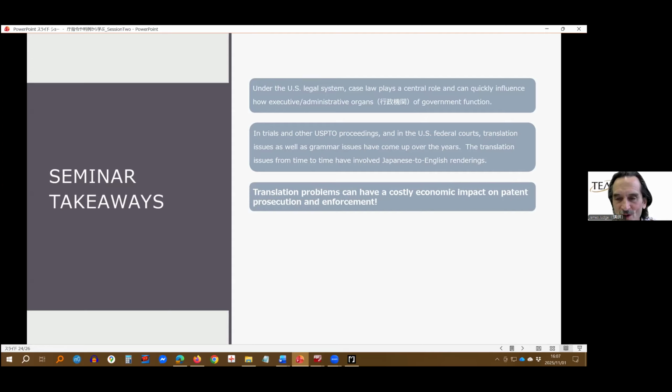One of the most important points, and I hope you understood that from ex parte Miyazaki, is that translation problems can have a costly economic impact on patent prosecution and enforcement. And even in the Tuna Processors versus Hawaii International Seafood case, they lost the chance to receive a very large sum in damages. Arguably it could have hinged on a translation issue.